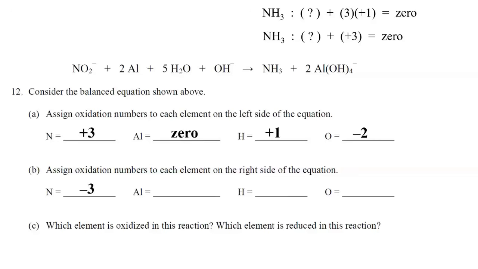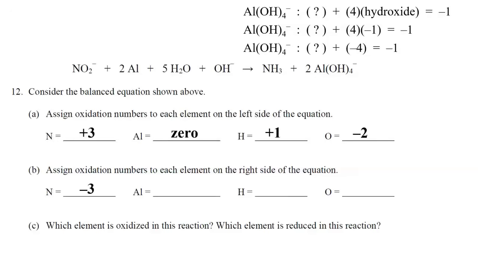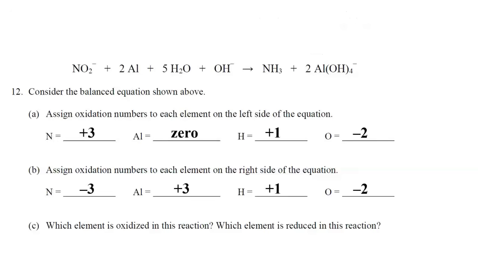Aluminum is part of a polyatomic ion, which has the formula Al and then OH inside parentheses. We have 4 of them, and the overall charge is -1. So OH is hydroxide, which is worth -1. We have 4 hydroxides, that would be -4. That makes the aluminum +3 in that particular polyatomic ion. Hydrogen should be +1. Oxygen should be -2. So now we have assigned the oxidation numbers to each element on both sides of the equation.